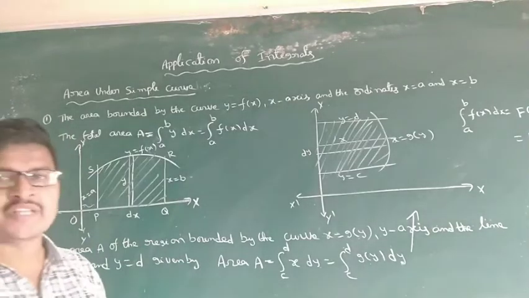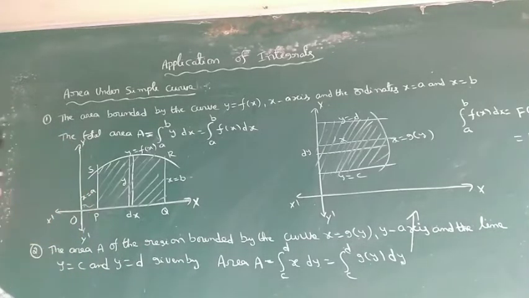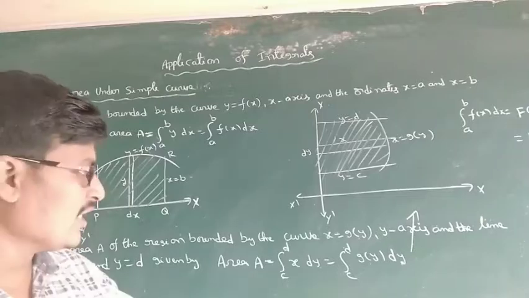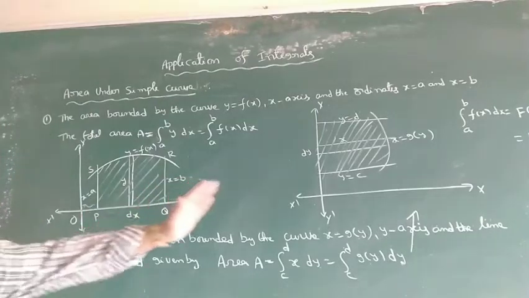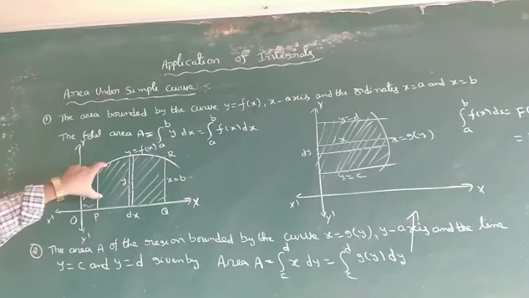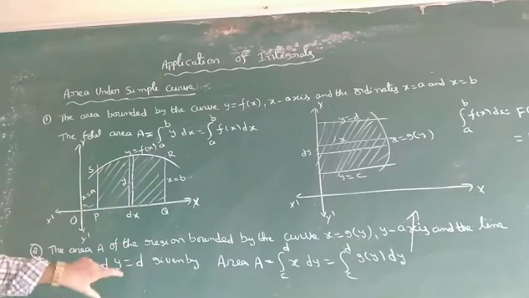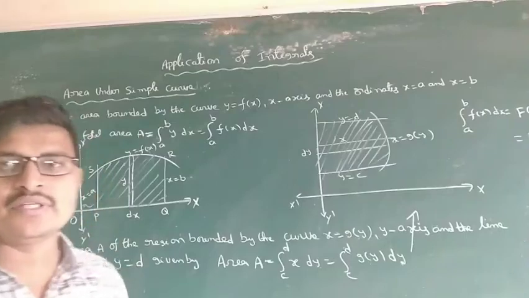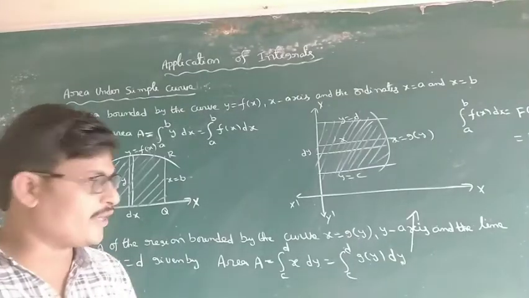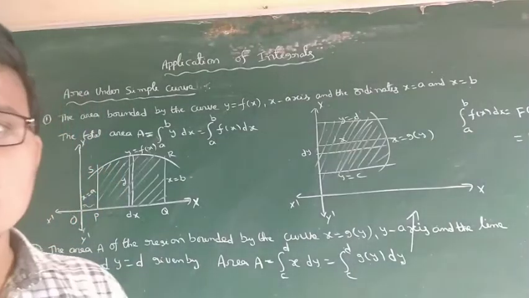Next, the x-axis and y-axis: this is the positive x-axis, this is the negative x-axis, and the negative y-axis. So there are different curves. Listen carefully.